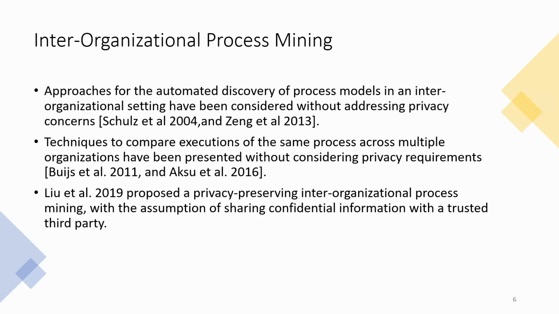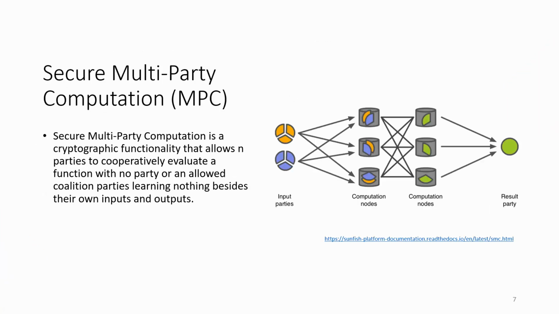Also, some techniques are proposed to compare the same process across multiple organizations. The problem of ensuring privacy in inter-organizational process mining has been discussed by Leo et al. They provided a process mining framework based on the assumption that the parties in the process are willing to share the confidential information with a trusted third party. Secure multi-party computation is a cryptographic functionality that allows parties to evaluate a function together, with no party learning anything besides their own input and output.